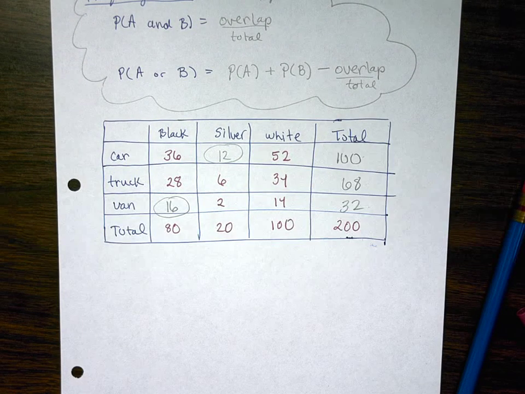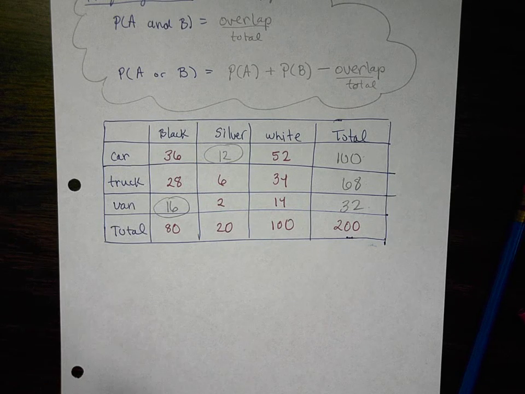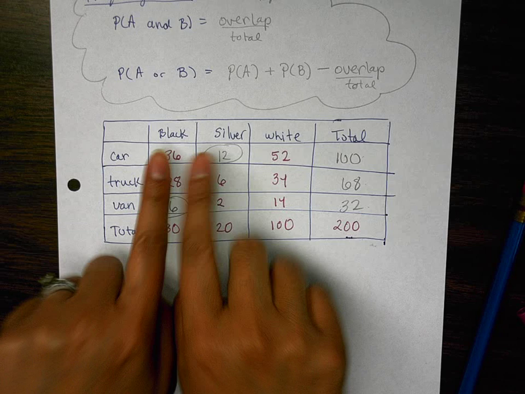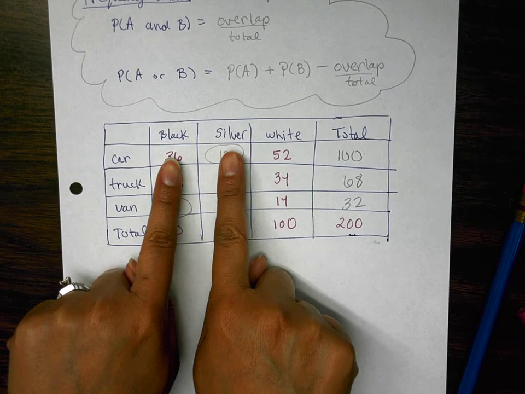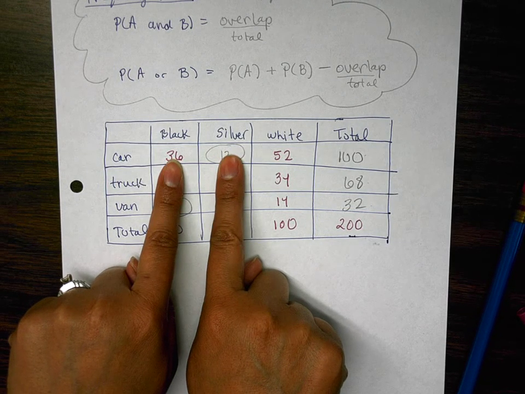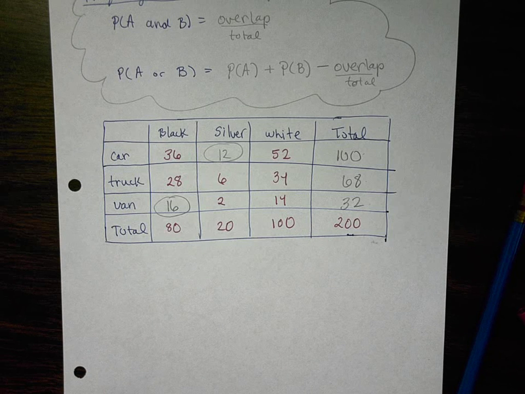Knowing what I said earlier, can I walk into the lot and find a black silver car? No. In my world, in this little situation, no. Is there such a thing as a black silver car? Do they overlap at all? No. No overlap means they are what? Mutually exclusive.